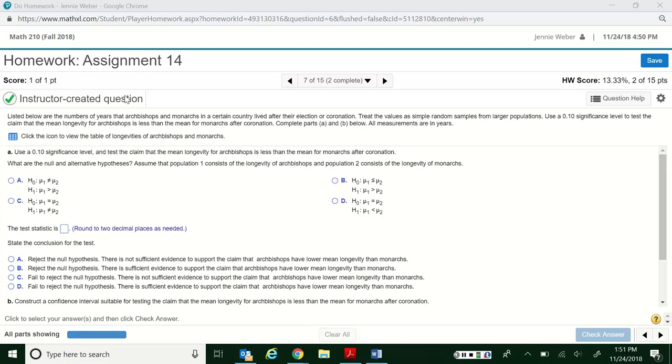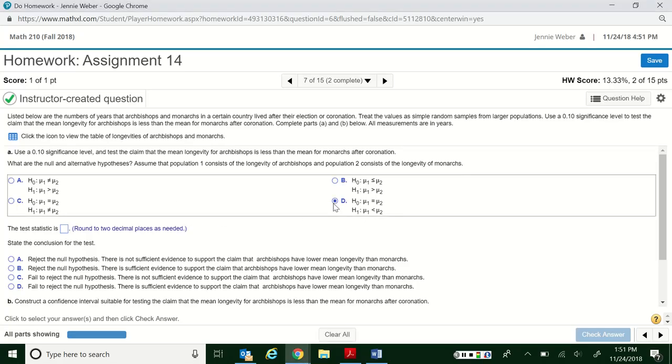Okay, so we have listed years that archbishops and monarchs lived after the election or coronation, and we're going to test at 0.10, so a 10% significance level, that the longevity of archbishops, so our mean 1, is less than mean 2, the monarchs. And I always write that down, otherwise I get myself confused with which one I'm doing. So we know that our null is always equal, so it has to be C or D, and I want that the archbishops live shorter, so this one right here.